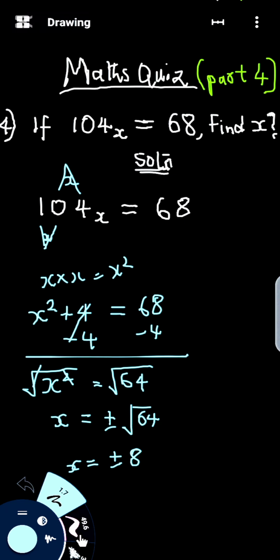And you know, a number base is not a negative integer, but rather a positive integer. Therefore, our answer is equal to plus 8. So that is the number base.